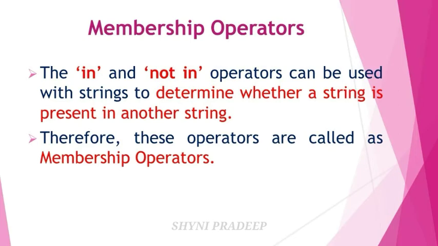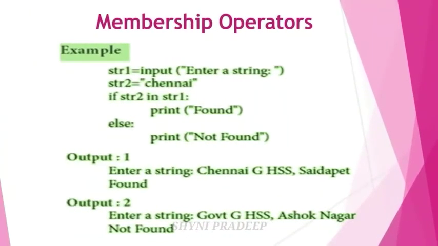Okay, so see one example. First you have to enter this string for the string 1 variable, and string 2 is given, that is Chennai. Next, the if condition: if string 2 in string 1. If string 2 is present in string 1, then that condition is true. Then you have to print found on the output screen. Otherwise, if string 2 is not present in string 1, you have to execute the else part, which means not found will be printed on the output screen.